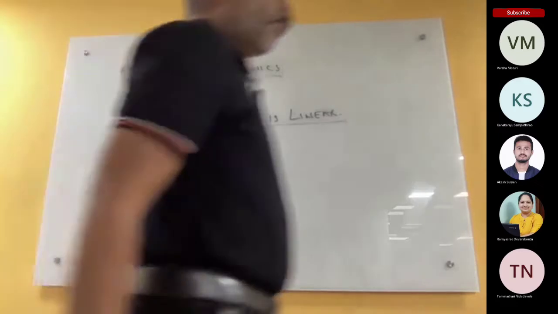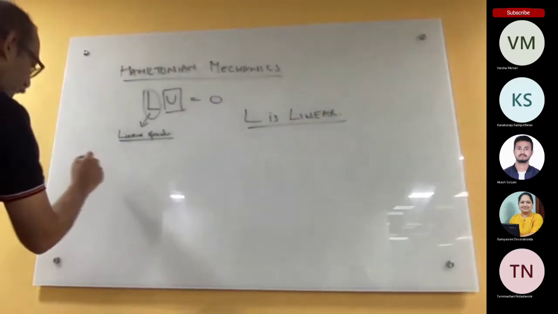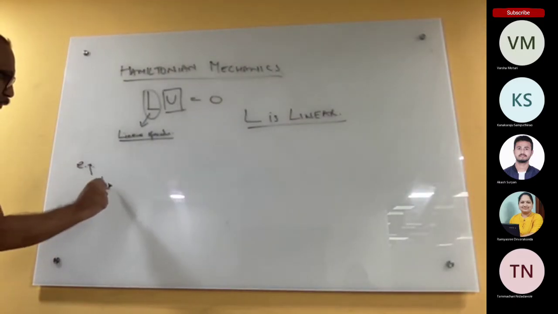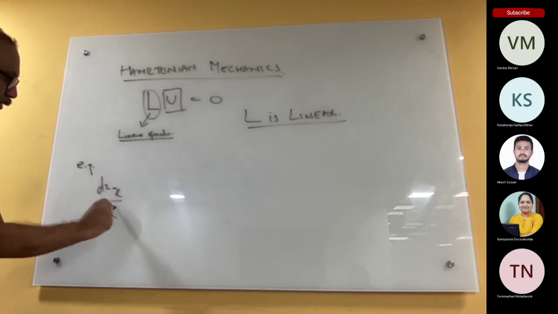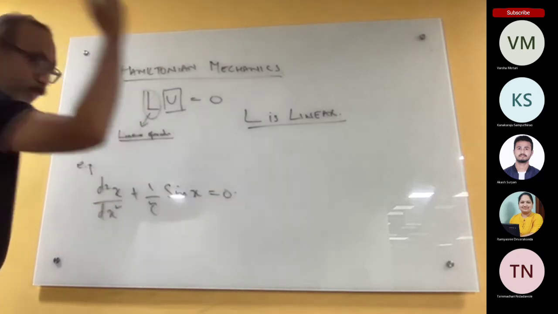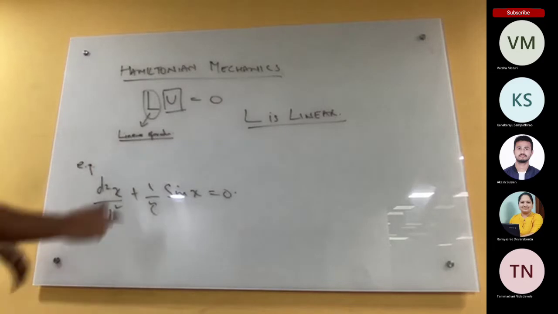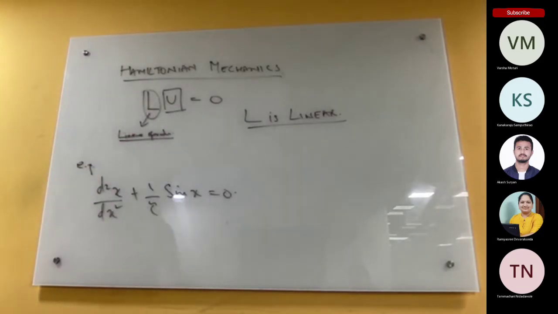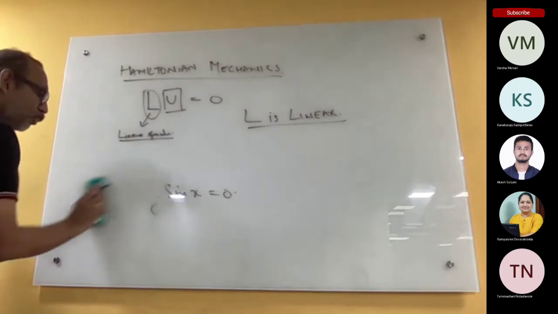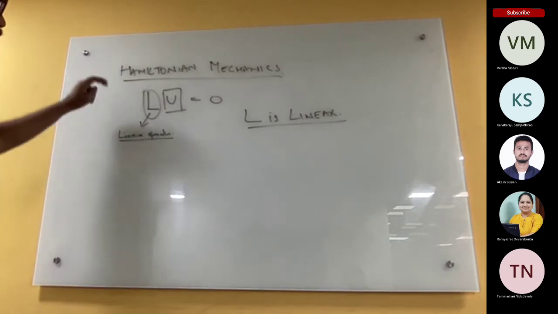When I say L is linear, what do I actually mean? Anybody has a clue? This can be anything, right? For example, I can say, I don't know, d2x by dt square plus some 1 by tau sine x equals 0, something like that. Some operator with sine and d2x. And I'm claiming that L is linear, what do I mean by that? Because I think there's a lot of confusion among linear and non-linear operators. People keep getting confused. I won't waste a lot of time because I think we're short of time.